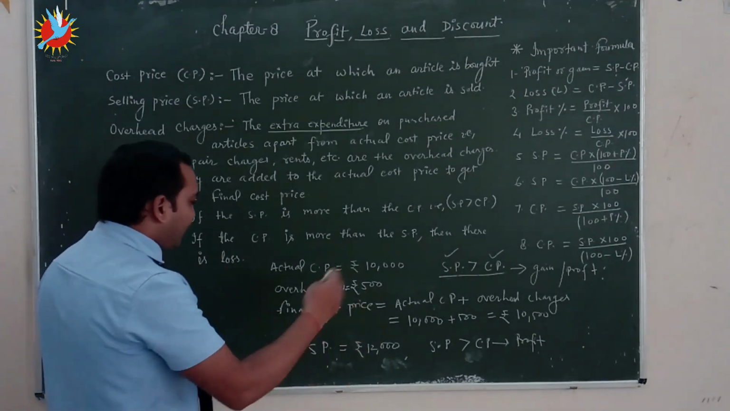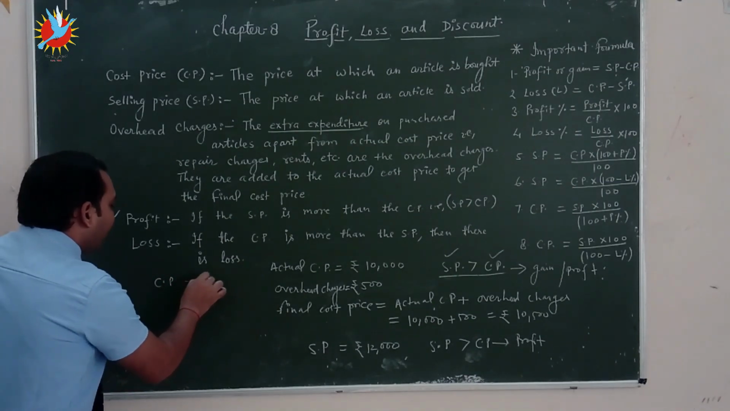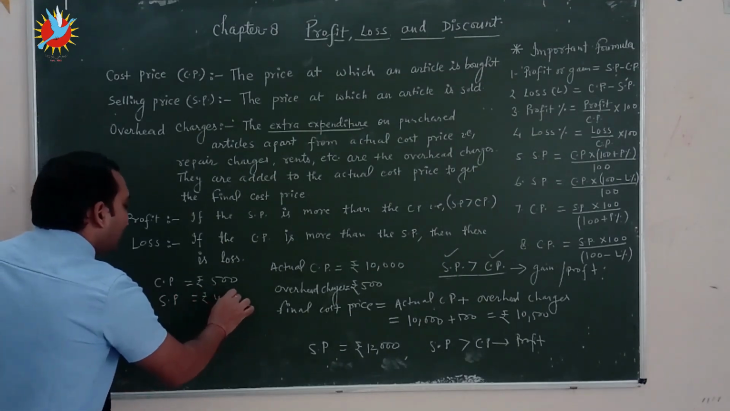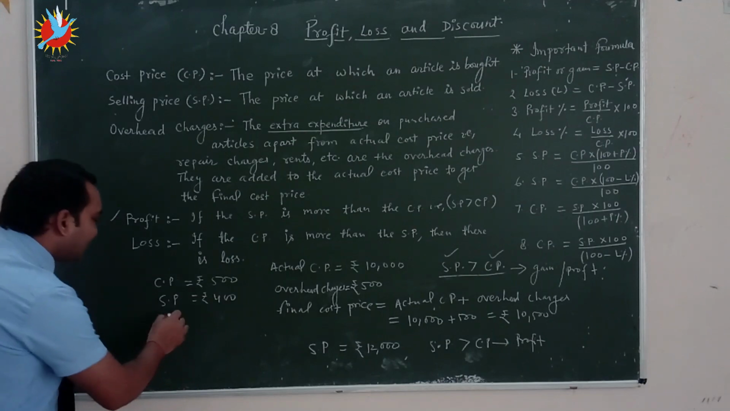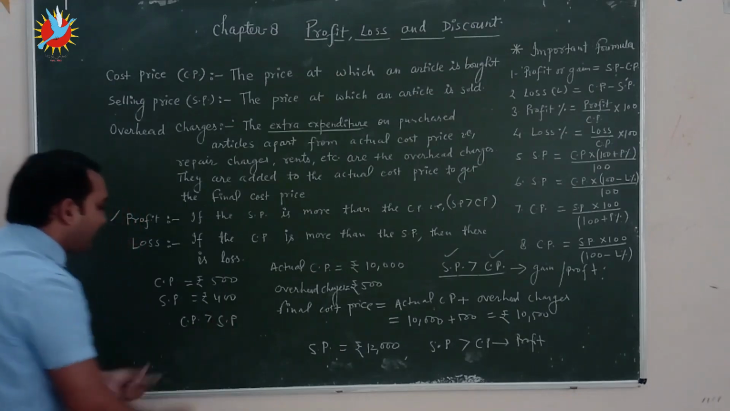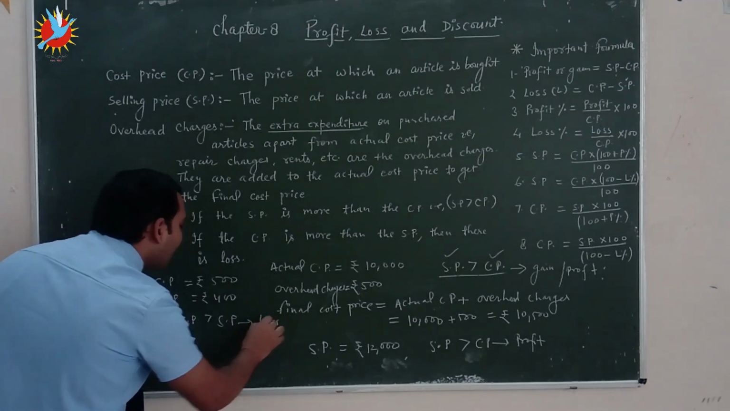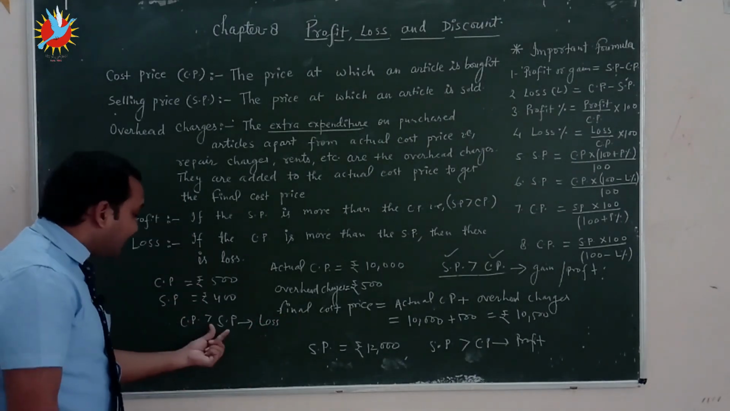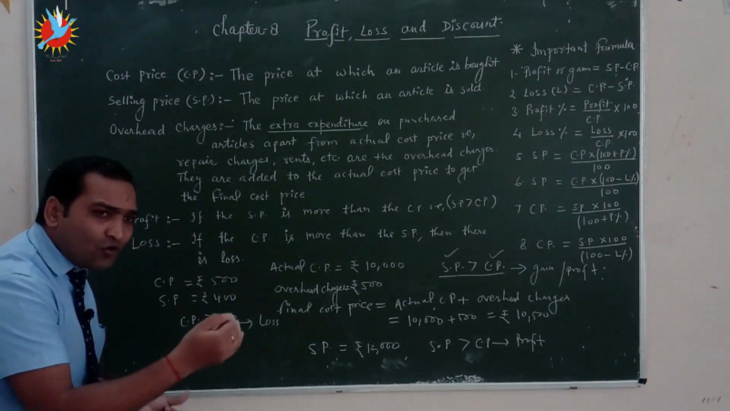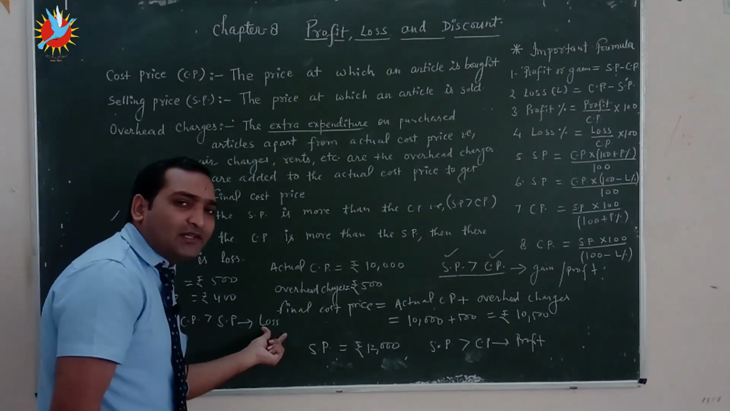Consider the cost price of an object is rupees 500 and the selling price is rupees 400. So in this case the selling price is less than the cost price. It means the cost price is more than the selling price, and in this situation we are in loss, because the cost price was high and the selling price was low. So when the selling price is low and the cost price is more, we are always in loss.